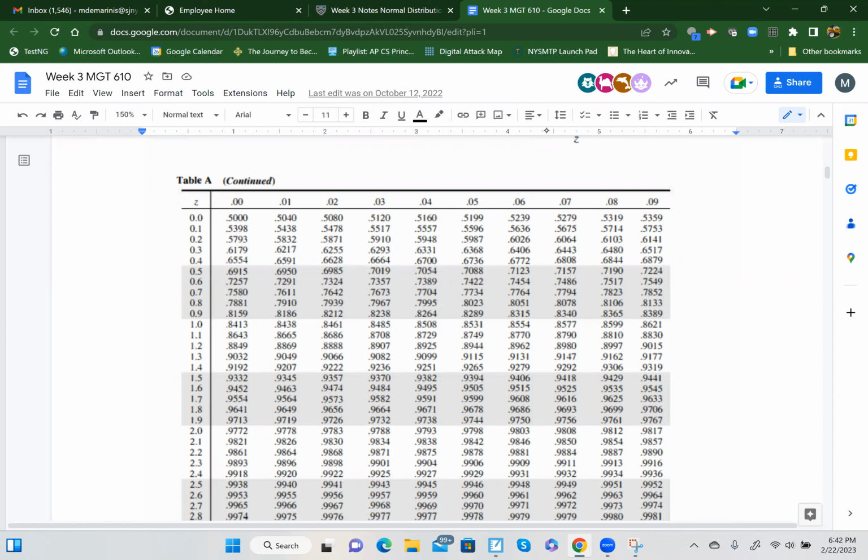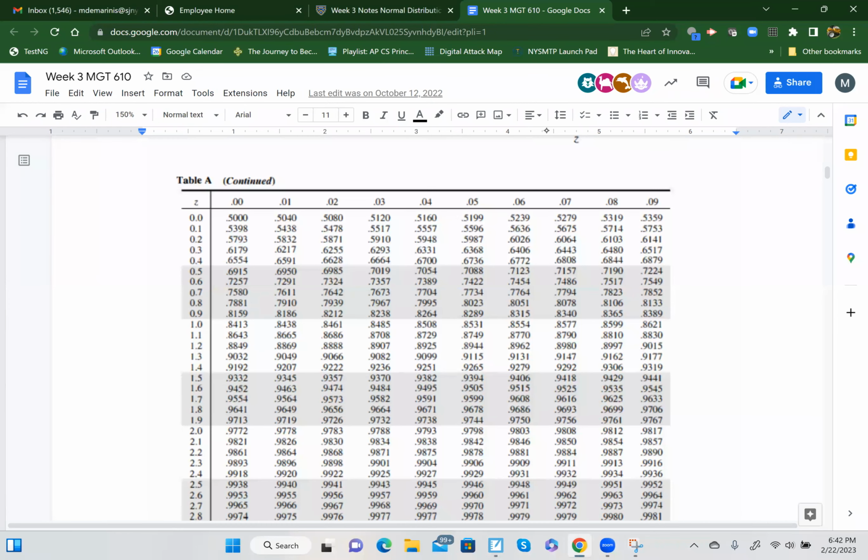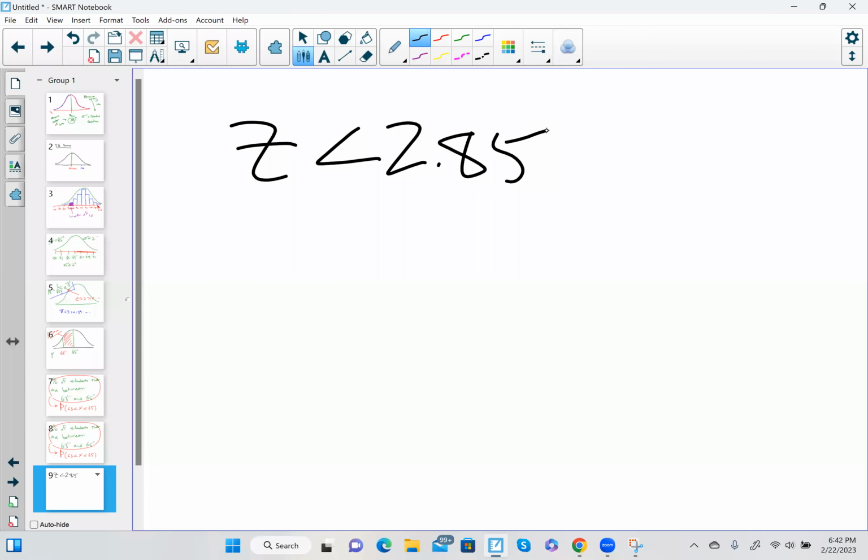Okay, so the question we were trying to answer was Z is less than 2.85. So if we look at this chart now, the last row I have highlighted there, you can see it says 2.8. And then what I want you to do is notice across the top, I'll show you what I mean here. The table is sort of laid out in an interesting way.